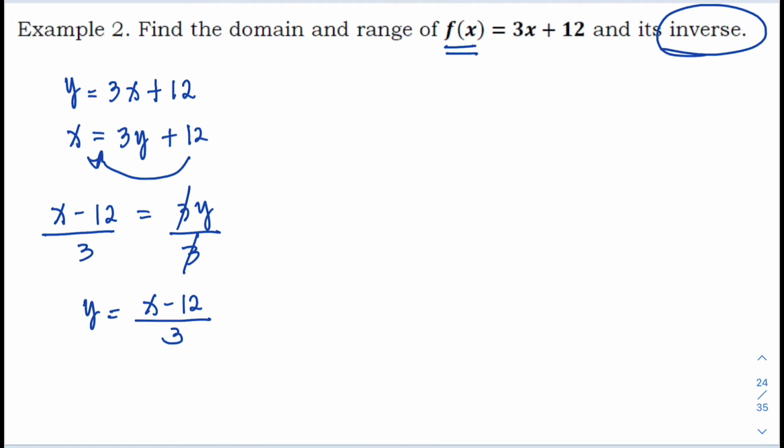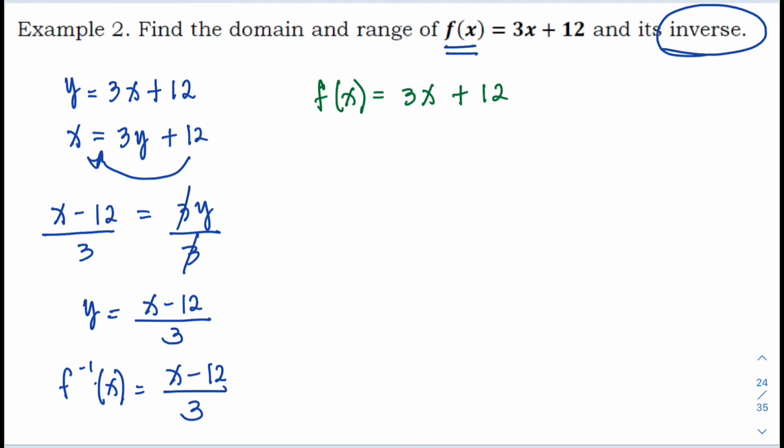So, ito na ngayon guys, yung ating inverse function. Okay, so we have x minus 12 over 3. Okay? So, ngayon, determine natin yung kanilang domain and range. So, first, yung ating original function, which is 3x plus 12. Okay, again, since yung ating original function ay linear function, tama? Ibig sabihin, wala tayong restriction dito.